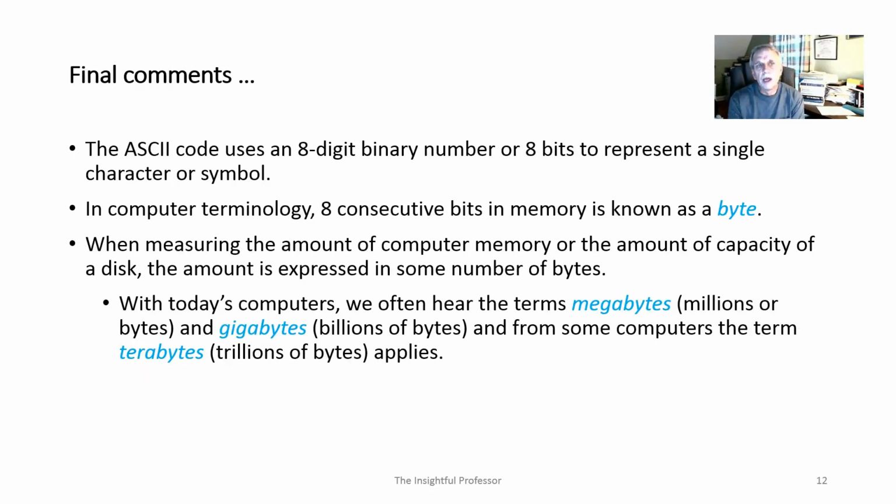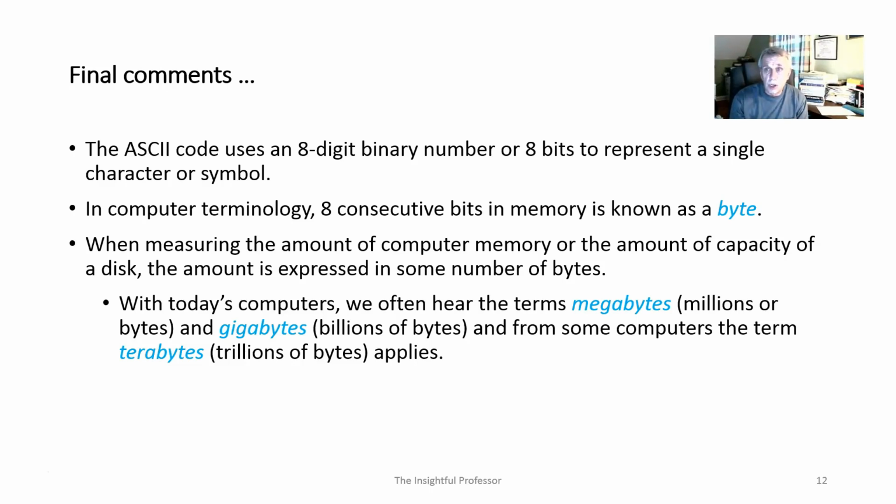Now, a couple final comments here. The ASCII code uses an 8-bit, or 8-digit, binary number to represent a single character or symbol. In computer terminology, 8 consecutive bits is referred to as a byte. And the byte is a unit of memory that we can assign some meaning to. That is, it can represent a particular character, or perhaps it can store some kind of a number that we're going to do arithmetic with.